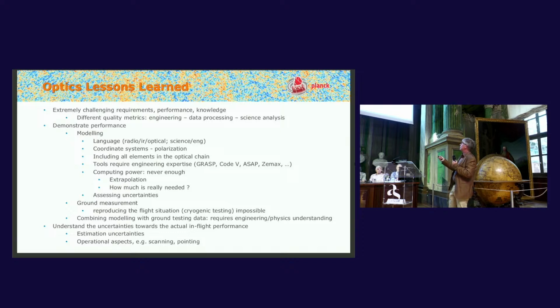Now, there are many tools that you can use. We use mostly GRASP, but we also use Code 5, an optical tool, ASA, which is an infrared tool, ZMAX, etc. They're all different. They all have different limitations. They all have different requirements, but the common thing is that you need experts to run them. Scientists, you don't pick this up in a weekend. Okay? So this requires engineering expertise, and it requires computing power.